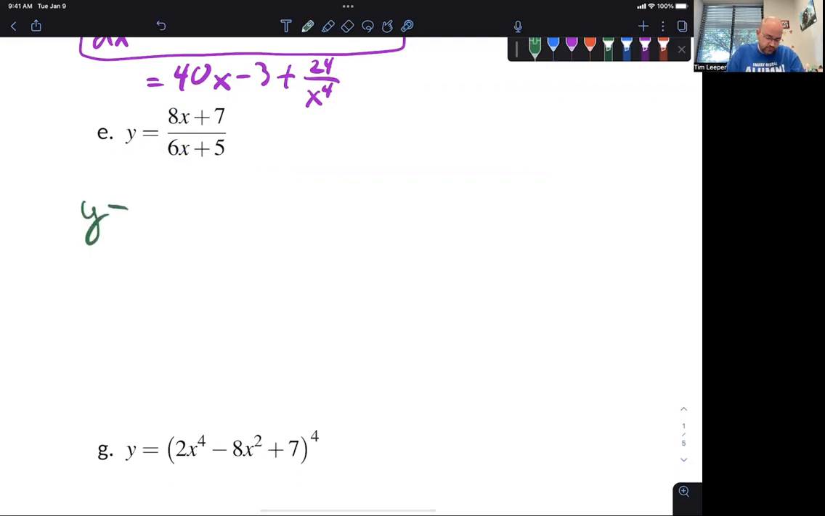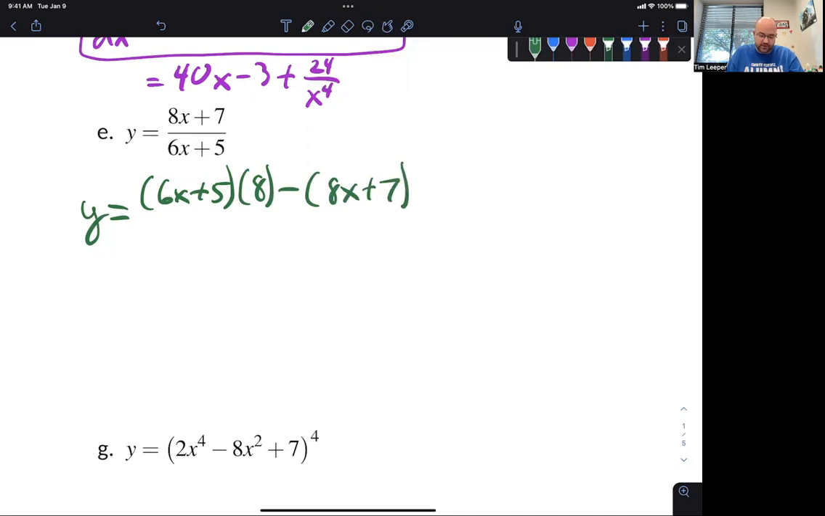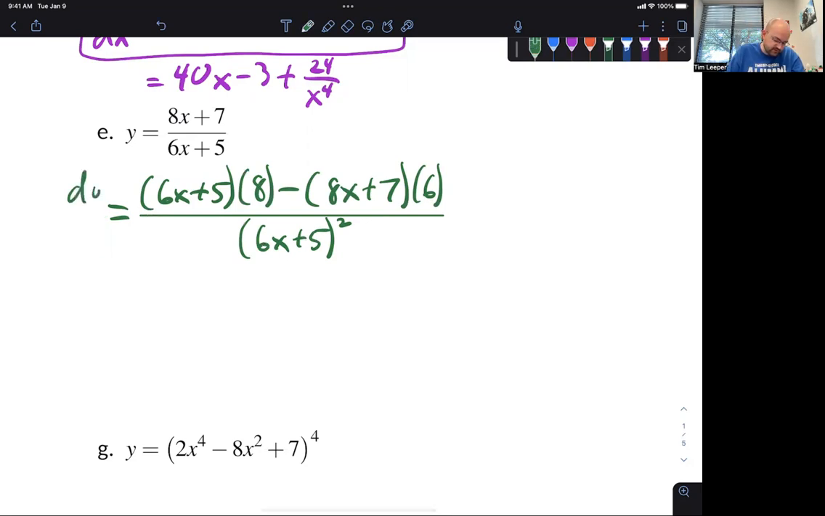Now, with the quotient rule, it's the bottom, which is 6x plus 5, times the derivative of the top, which is 8, minus the top, which is 8x plus 7, times the derivative of the bottom, which is 6. And then divide all of that by the bottom, 6x plus 5, close parentheses, squared. And there you go. So that's the calculus portion. Sorry, this is dy/dx. My apologies. This is the derivative here.